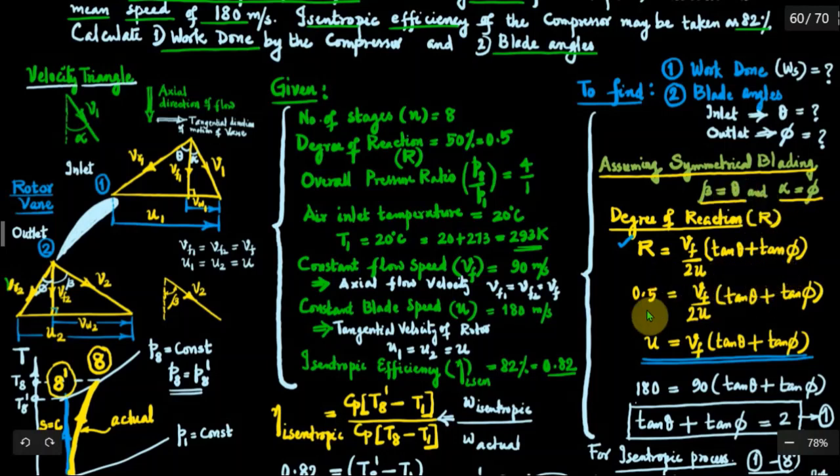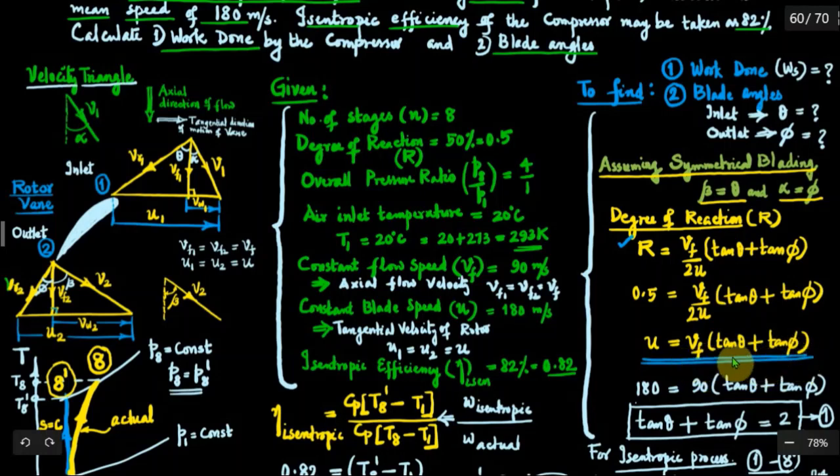So just substitute now. Degree of reaction is 0.5 and that is equal to Vf by 2u into tan theta plus tan phi. So, you can cross multiply, and you will get 0.5 into 2u, that is u in fact. So u is equal to Vf into tan theta plus tan phi. We got this expression in the previous lecture also. So it's very important, whenever you have 50% degree of reaction, the relation between the tangential velocity of the rotor and the axial flow velocity is this one in terms of vane angles. So u is equal to Vf into tan theta plus tan phi. It's very important.